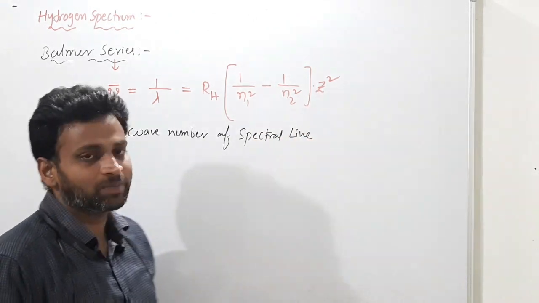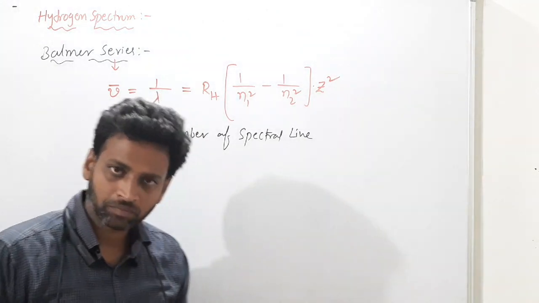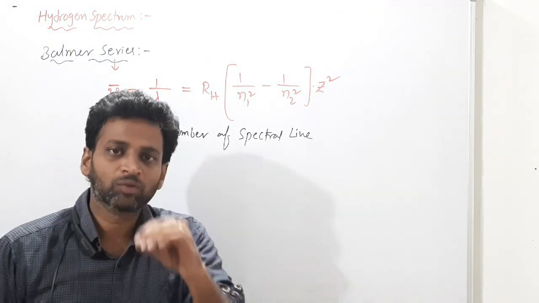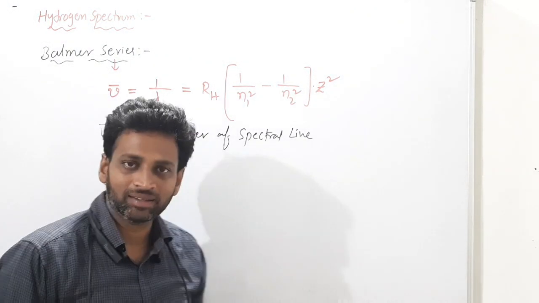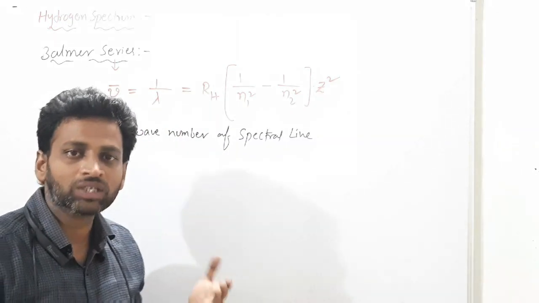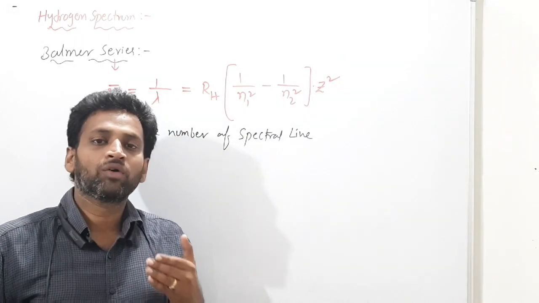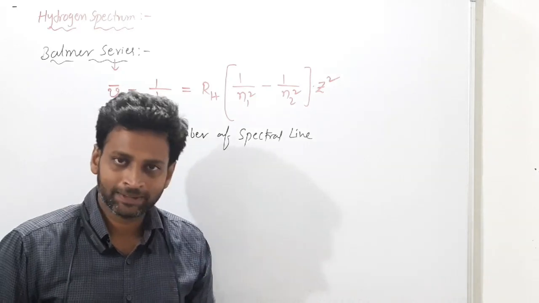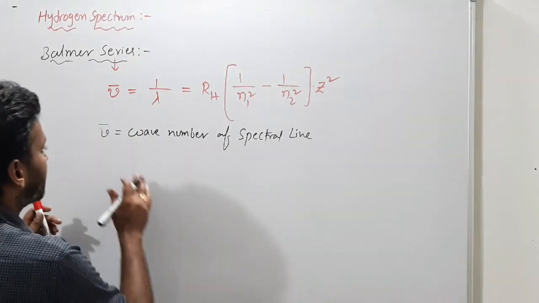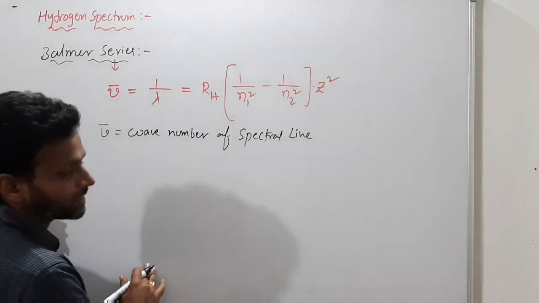Means how many spectral lines are forming in a particular 1 centimeter length, unit length. That is called wave number, right? What is the wave number definition? The number of waves present in unit length. So in unit length, how many waves are present?